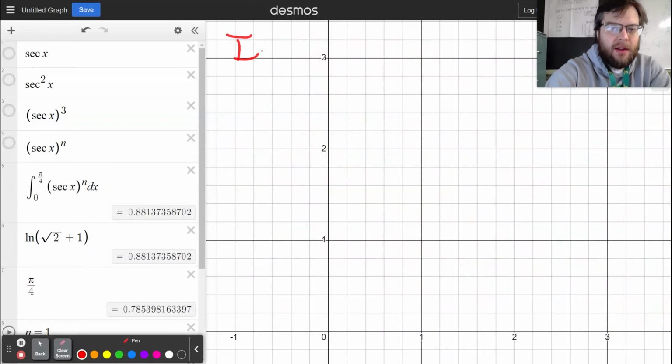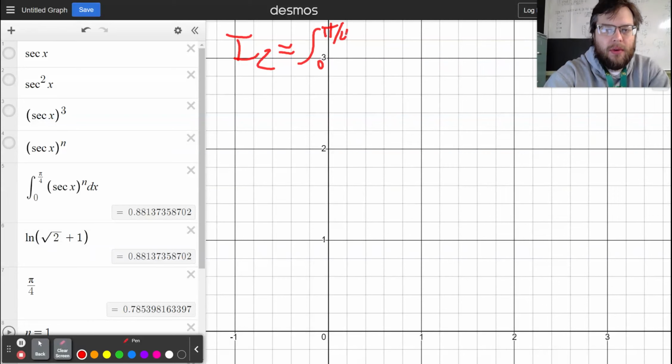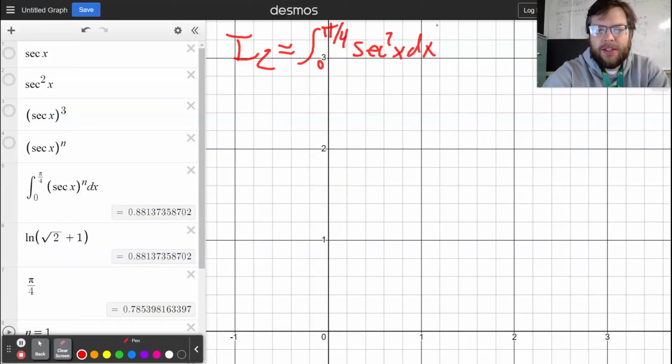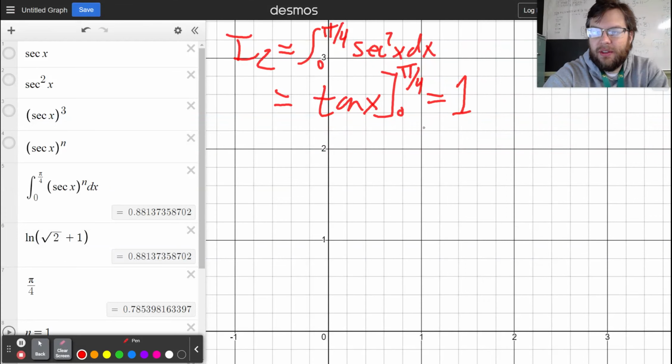So I2 would be the integral from 0 to pi over 4 of secant squared x dx. Surprisingly, this is much easier than the previous integral because secant squared is the derivative of tangent. So I just go tan x from 0 to pi over 4. Tan of pi over 4 is 1. Tan of 0 is 0, so it just becomes 1.